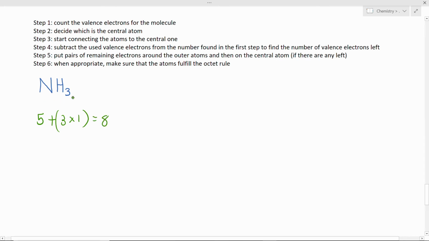Now, as we saw in a previous example, because hydrogen only makes 1 bond, we can't make hydrogen the central atom. We have to make nitrogen the central atom, because nitrogen likes to make 3 bonds, and we know that hydrogen can only make 1 bond. So there's no way we can attach 3 other atoms to a hydrogen atom. Alright, so now that nitrogen is our central atom, we can connect the hydrogens to it. So we have a hydrogen here, here, and here.